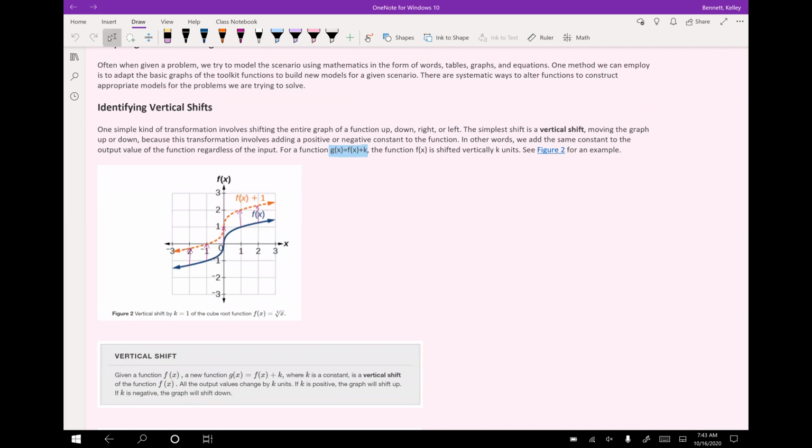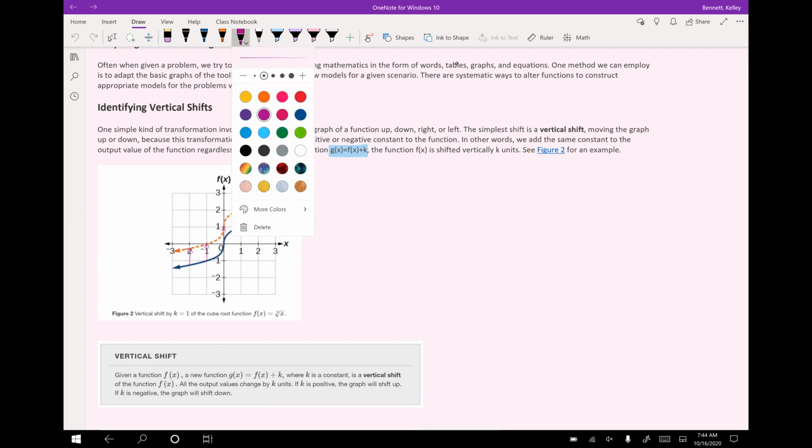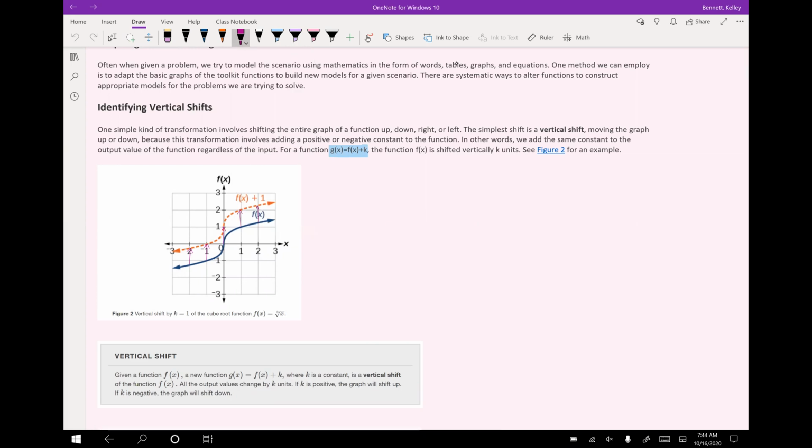They are the easiest ones. The reason I say that is because it's exactly what you think it is. You just add a constant onto the end. So for example, here we have the blue line, the graph of the cube root of x. And in order to vertically shift it up by 1, we just add 1. So adding 1, right? So I'm looking here at the orange.